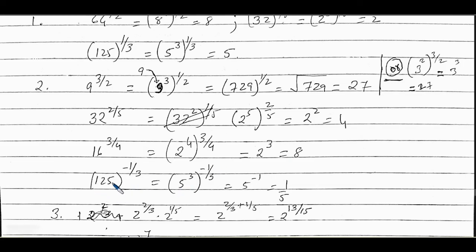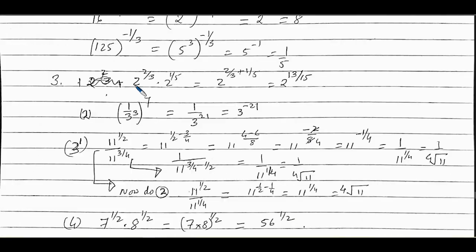125 is 5 cube. So the cube cancels, 5 to the power minus 1, 1 by. This is 2 into 2 to the power 3 plus 1 by 5. So 5 2s are 10 and 3 into 1 is 3. So 10 plus 3, 13. 13 divided by 5 into 3, 15.